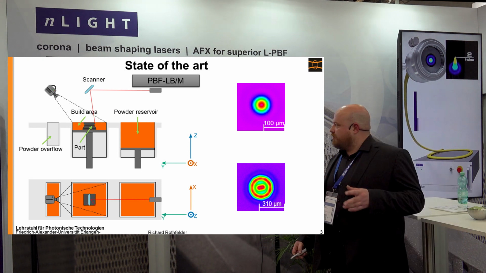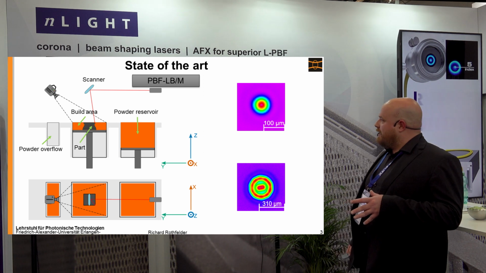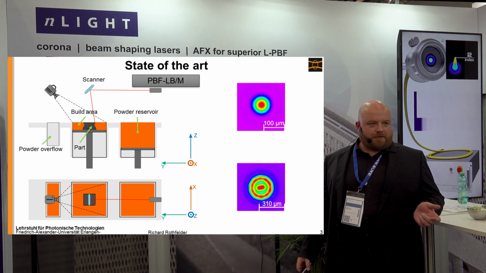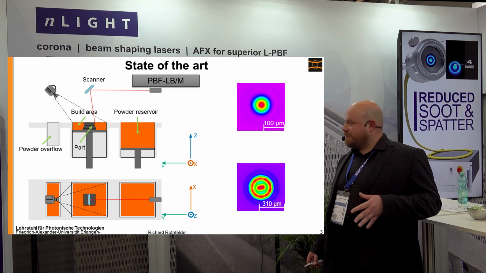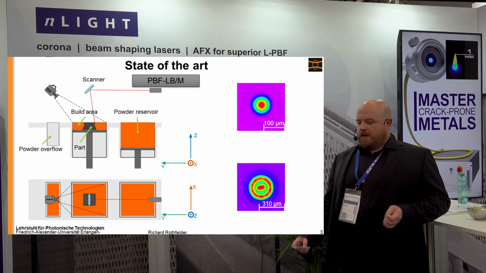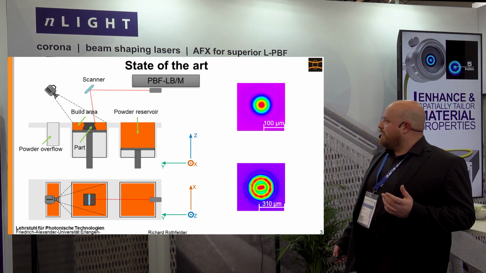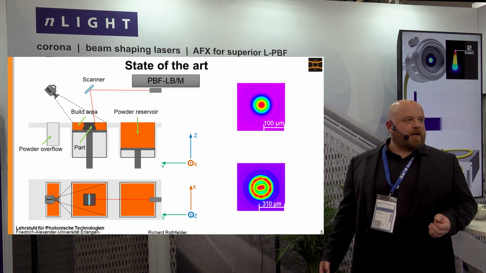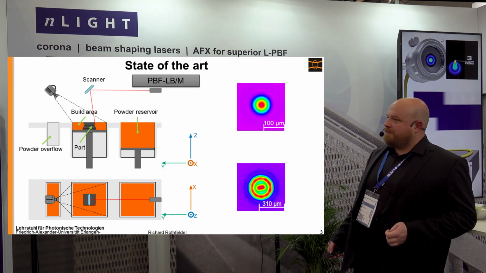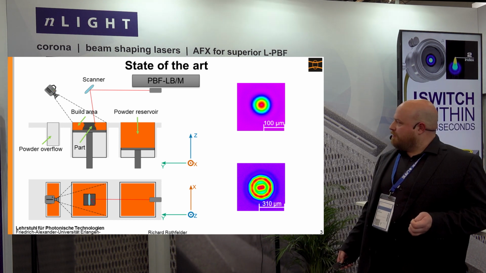First of all, a short overview of a PBF machine in general. We have our build area and our powder reservoir, from where we get our powder material. I think most people here today already know this, so I won't go into much detail about the mechanical parts. But the standard right now is a Gaussian beam distribution, which is emitted by most laser sources. But nLight, with their AFX system, gave us a very easy way to change the intensity distribution and the beam shape in the process itself.